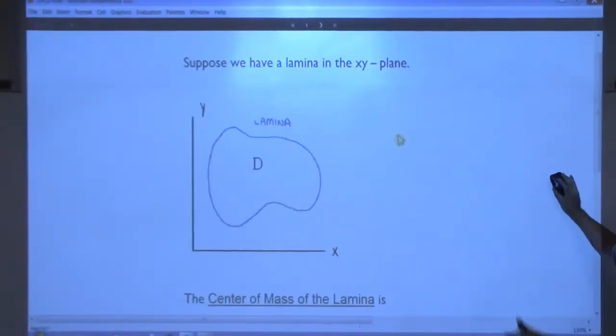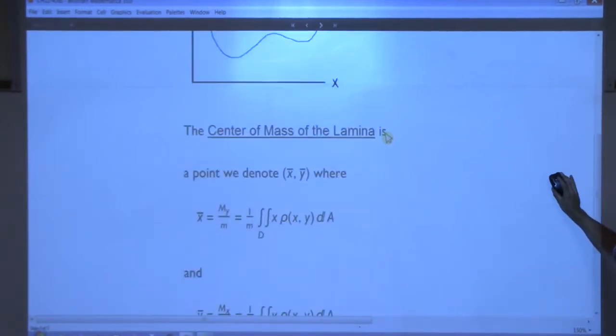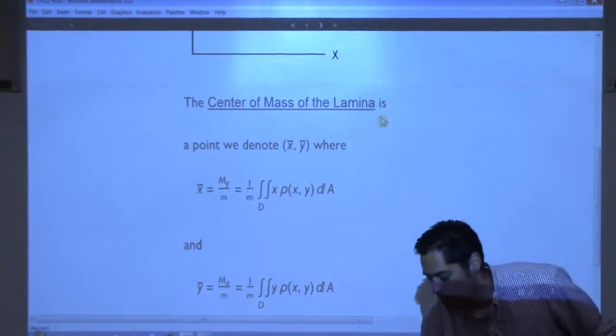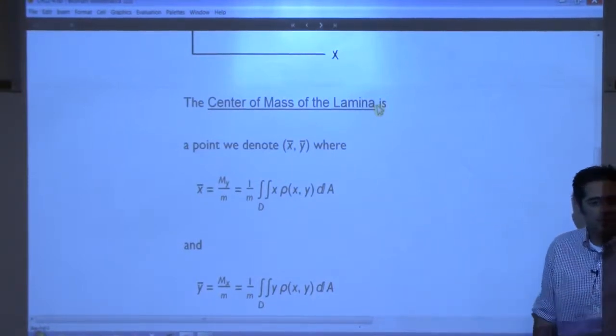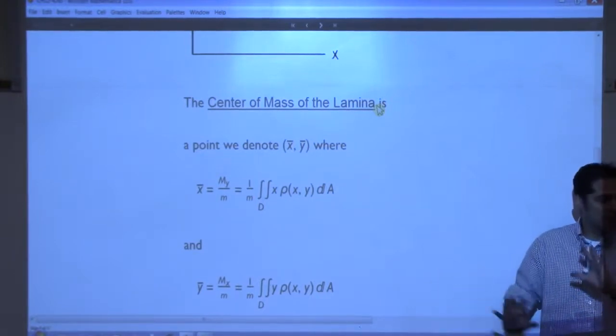If you have a lamina, same thing, it has a variable density. These are all in your book, by the way, and they're all in your notes too. Then one of the most interesting things to find, in terms of a lamina, is its center of mass, especially if the lamina does not have the same density throughout.